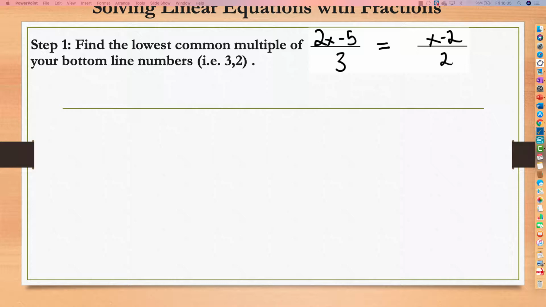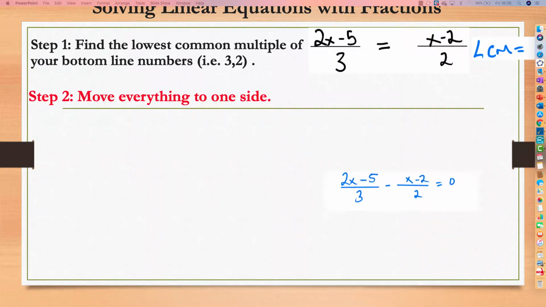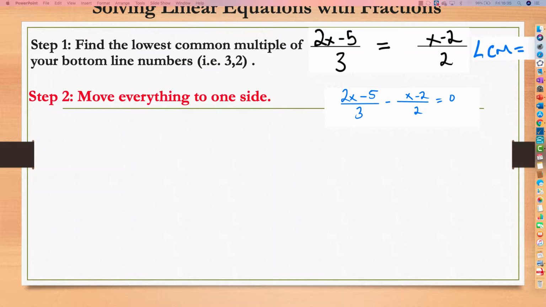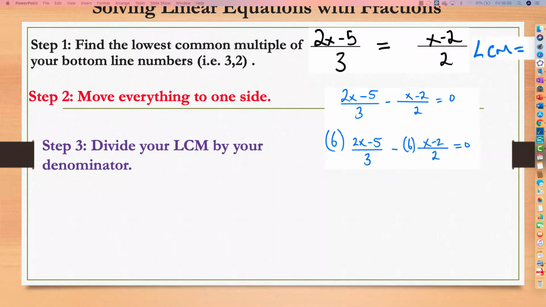Any idea? Right. First things first, we move everything to one side. So you bring this over, and the sign changes, doesn't it? So (2x minus 5)/3 minus (x minus 2)/2. So you multiply across by the lowest common multiple, which is 6. We're going to multiply this by 6, and this by 6. So 3 into 6 is going to go by our top, which is 2x minus 5, and then minus 2 into 6 is going to go by our top, which is x minus 2, and then you just multiply it out to finish from there.